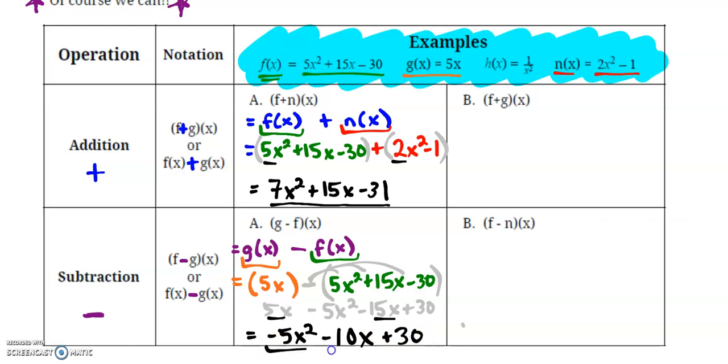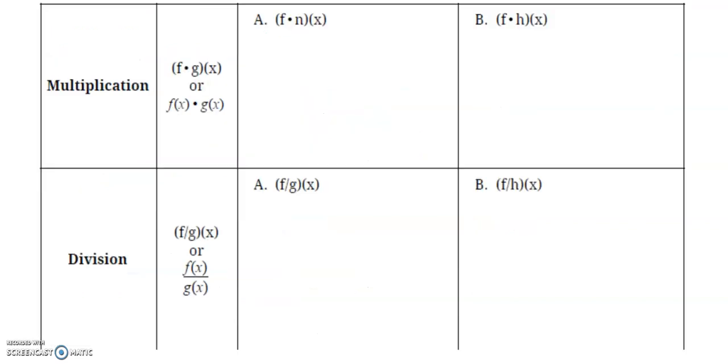And this is our function that we get when we combine g of x and subtract f of x from it. Okay, so we're halfway there. Next, we have multiplication. Now, traditionally, the multiplication symbol is a times symbol, like an X, I should say. But it can also be a dot. That's what you're going to see in function notation.